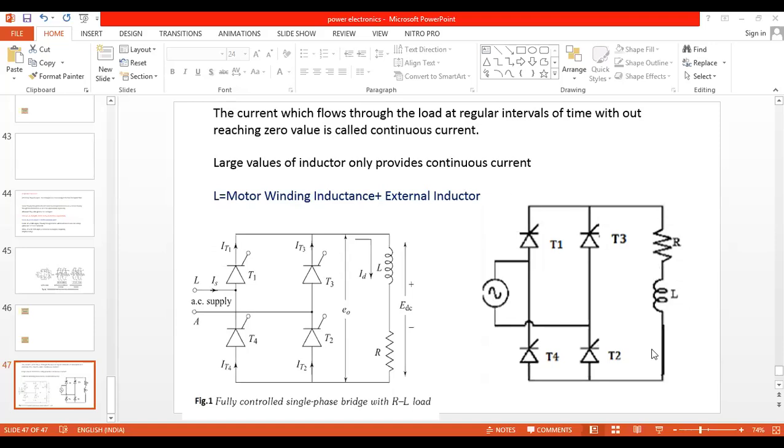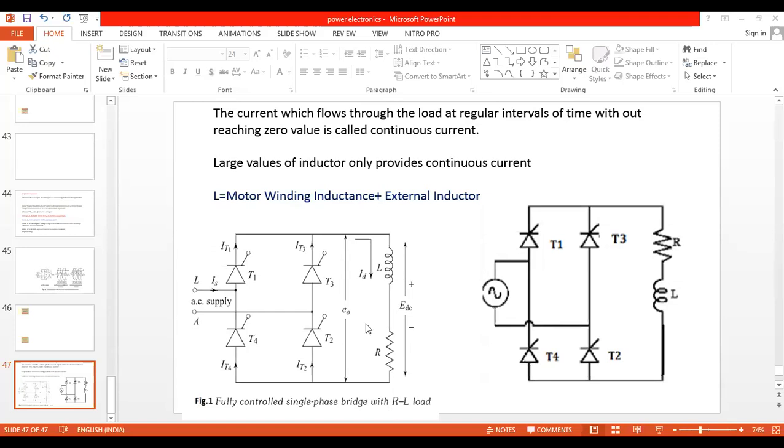The right hand side, what we are representing, is not the updated one. First, we must show the inductor and this particular resistance. What exactly does the resistance stand for? Inside the motor we have the armature winding, field winding, and resistance. This resistance actually represents the armature resistance of the motor, and this inductor represents the field winding, armature winding, and external inductor of the motor. I hope this point is clear.